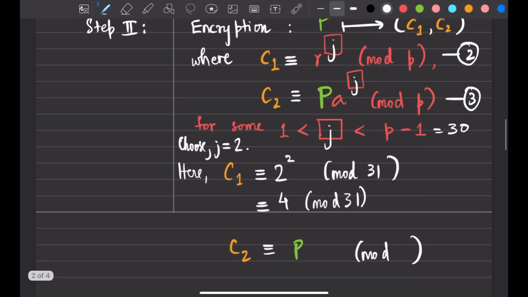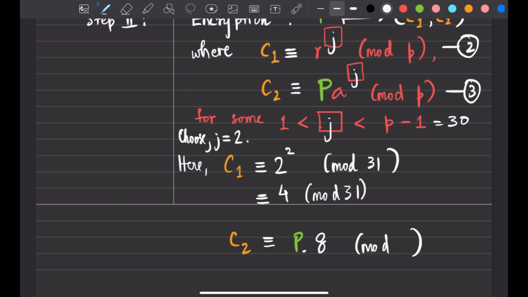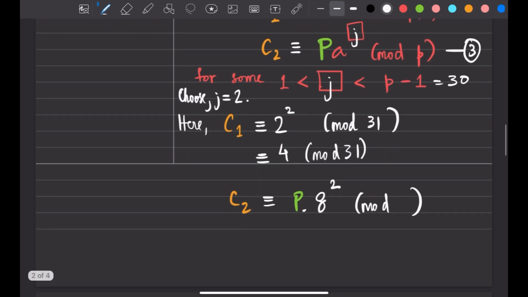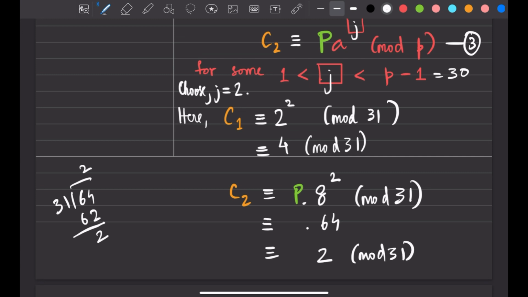C2 is something that depends on the plain text. So C2 is P times A raised to J. Let us calculate that and keep it. What is our A? A was 8, raised to J. J in our case is 2. So it is P multiplied by 64. If you divide 64 by 31, you get a remainder of 2, right? So 64 is congruent to 2 modulo 31. So we have a formula for finding out our C2: C2 is nothing but P times 64, which is P times 2 modulo 31.